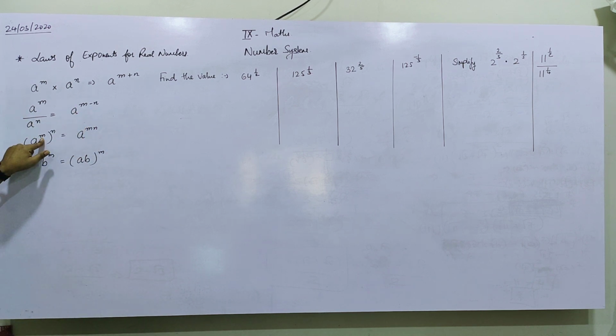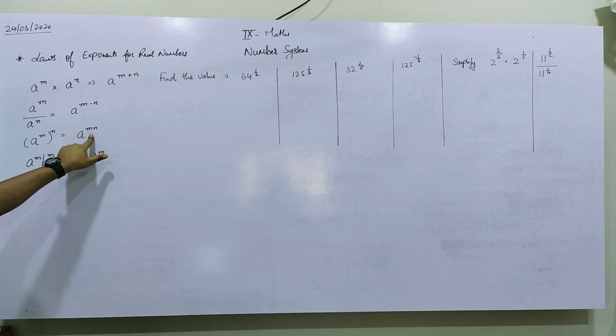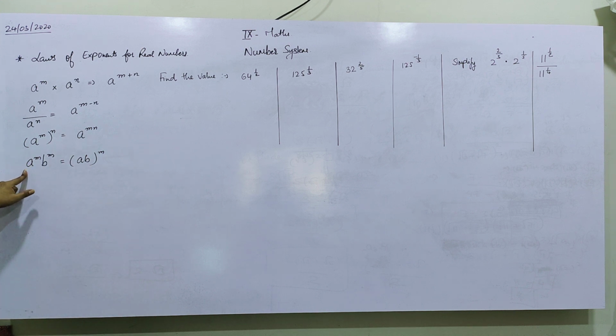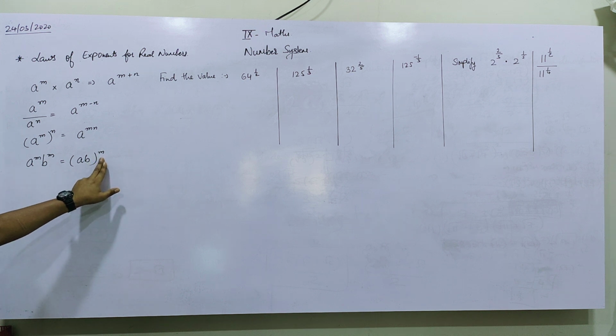Here, a to the power m whole to the power n. So both the powers will be multiplied: a to the power m into n. And the last, a to the power m and b to the power m. Here powers are same, but the bases are not equal. So we'll combine the bases: multiplication of a into b to the power m.